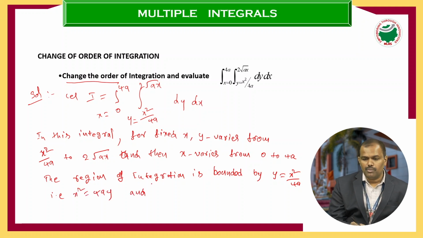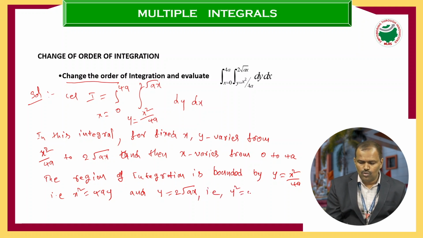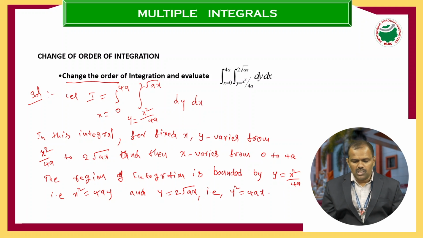And what about the upper limit? Y is equal to 2 root x. What does it represent? Squaring on both sides, y square is equal to 4x. That means our region of integration is bounded by two parabolas, x square is equal to 4ay and y square is equal to 4ax. Now we have to draw the figure which represents the region of integration.